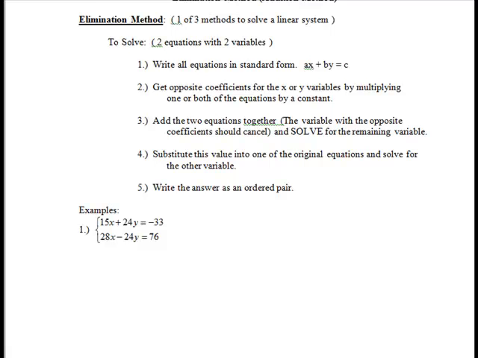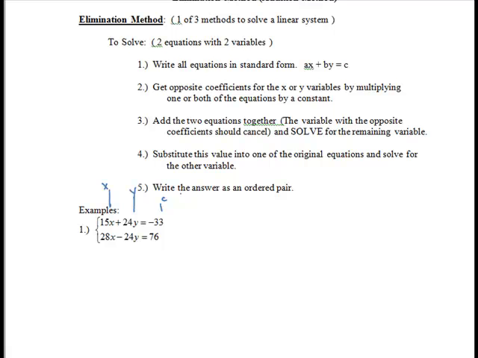Ax plus By is equal to C. Look at example 1, that's exactly what we have. Nice neat columns for the x's, for the y's, and for the constants. So then what we want to do is identify or look at the coefficients for the x's and y's, and our goal, or what we need, is opposite coefficients for the x's or the y's. In other words, opposite numbers.